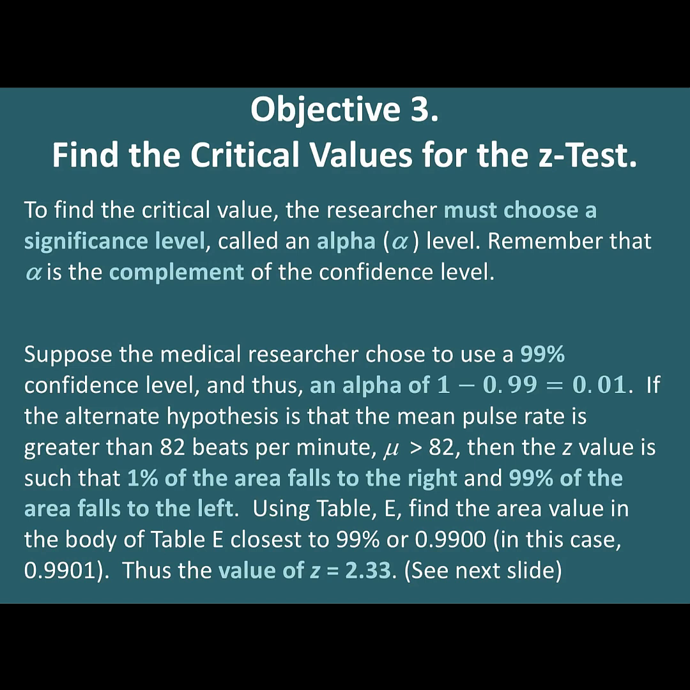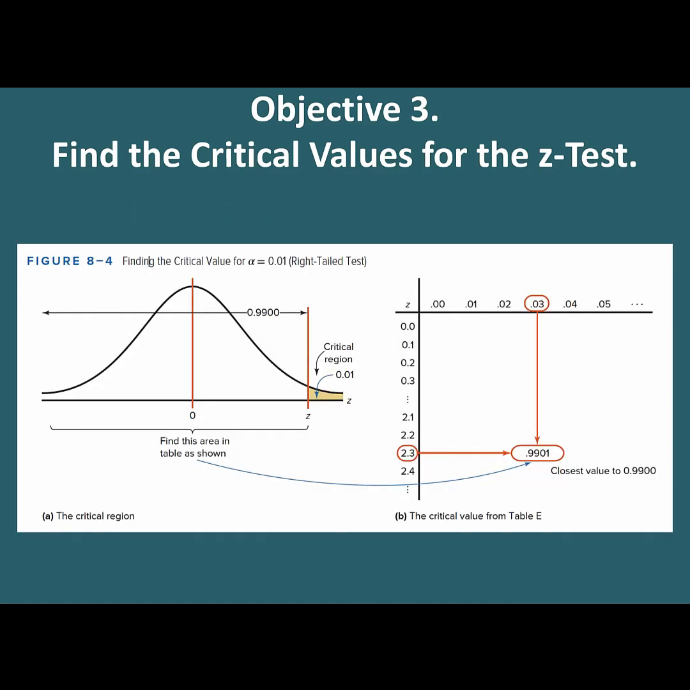Pause the video to verify. Thus, the value of z would be 2.33. I recommend here that you pause the video, take a look at the table, and verify this is true. Also, let's take a look at the next slide, where you can see a picture where this would be true. Here, we're finding the critical value for when alpha is 0.01, being a right-tailed test.